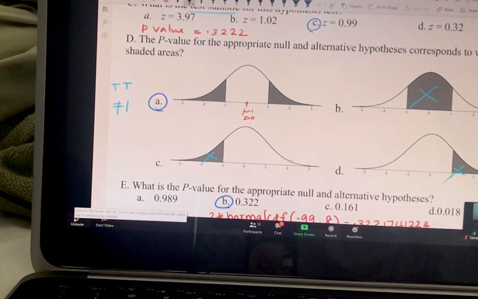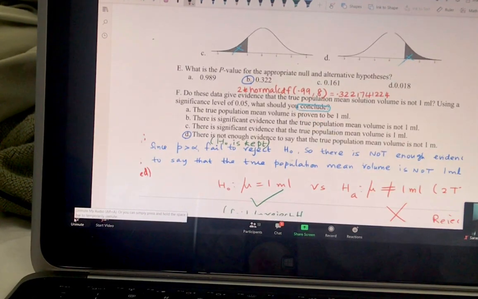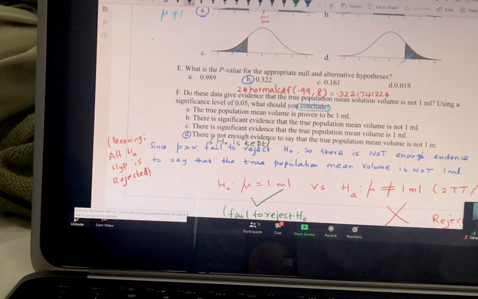All right. Now the next one, how are you going to write the conclusion? For the conclusion part, I told you that you are going to compare the p-value and alpha. Since your p-value is about 0.322, which is certainly greater than your alpha, and your alpha is given in the problem as the level of significance, alpha equal to 0.05. So it is given in the problem here.